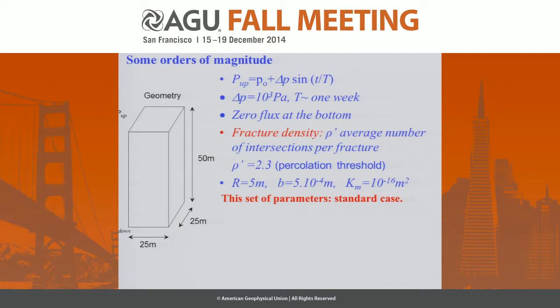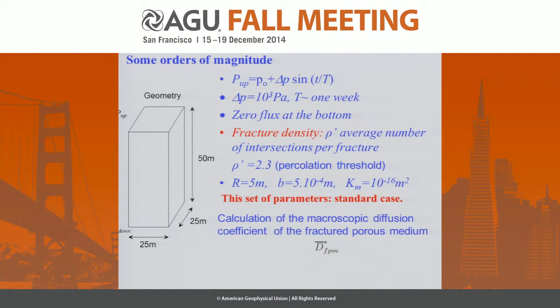I just realized this morning that I forgot to give the porosity of the porous medium. It's 1% here. It's a kind of granite, the rock here. So for these values, we can calculate the macroscopic diffusion coefficient of the fractured porous medium. So this is this number. And I remind you of the classical solution of a diffusion process given by this expression here. So it's a function of time and Z, of course. Z is the vertical coordinate.